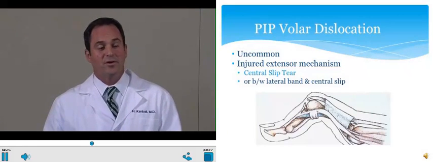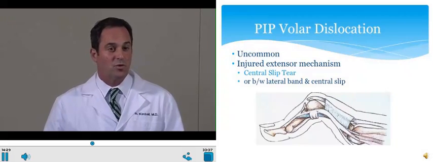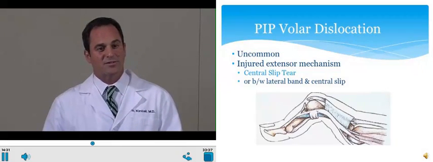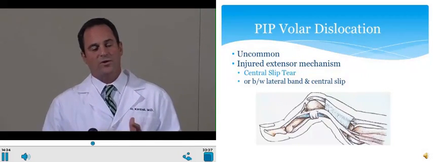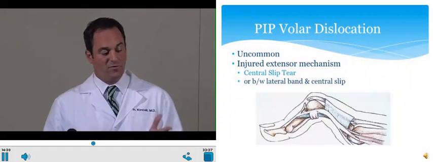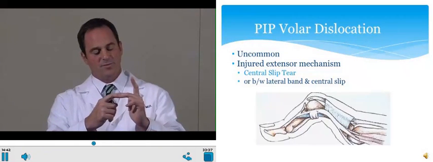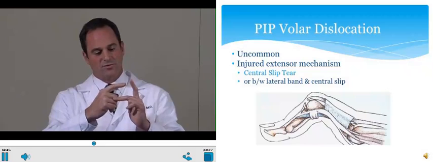Now the other type of PIP joint dislocation is the uncommon type, which is volar dislocation. When we talk about dislocations, we always talk about where the distal end of the limb goes. So for volar dislocations, this part of the finger is going to go volar. The more common is for this part, the distal end, to go dorsal.